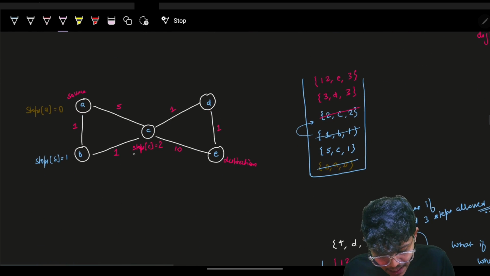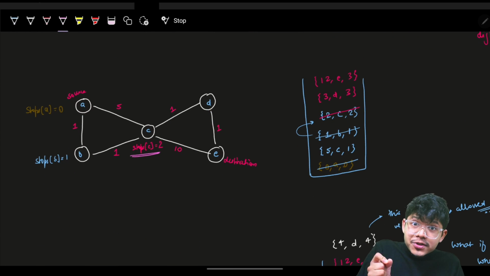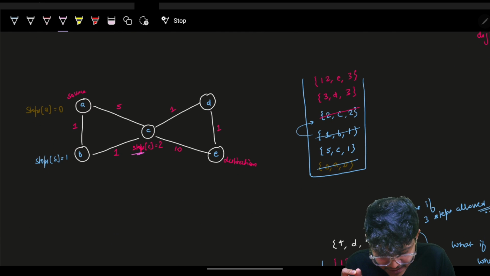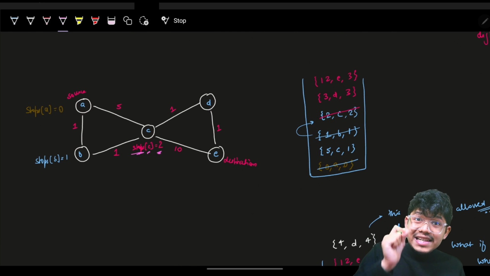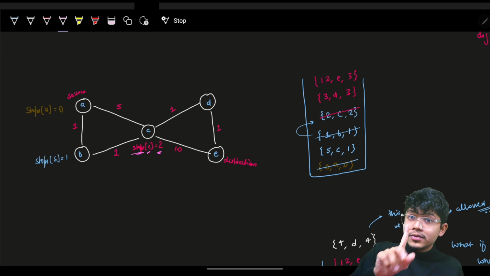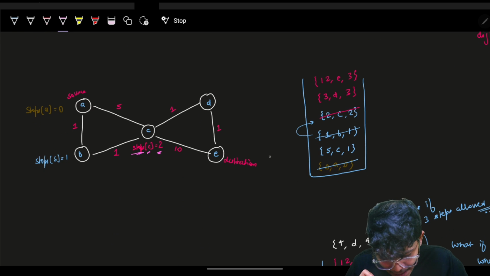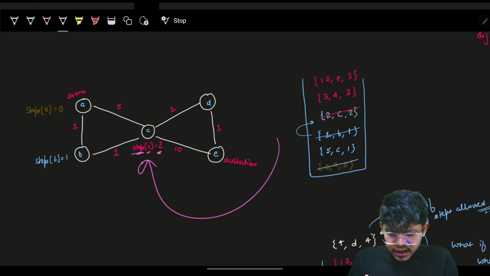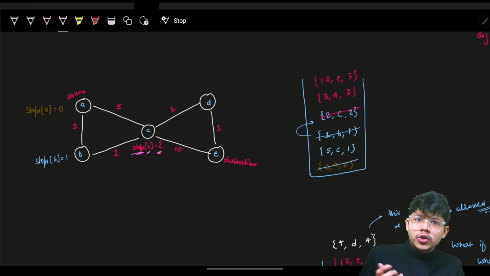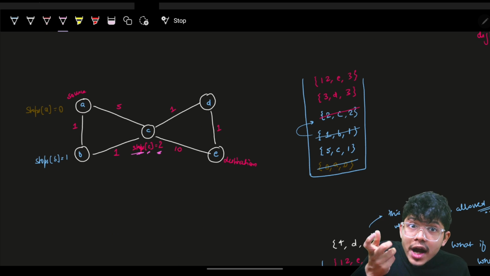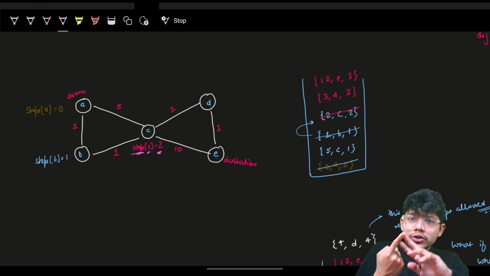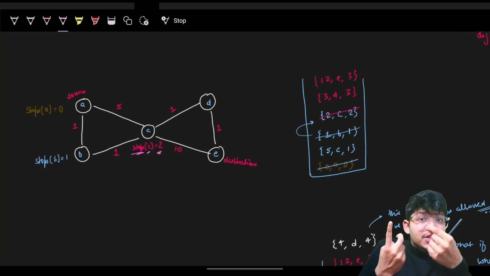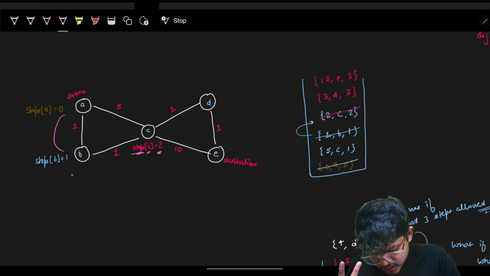So I will grab it and put the steps of C. As you can see, the steps of C are actually 2, and that is a fact. I grabbed in the node C. Let's say if I had asked you that the stops required would have been 1, which means steps required would have been 2, which means, as you can see, 1, 2 steps.